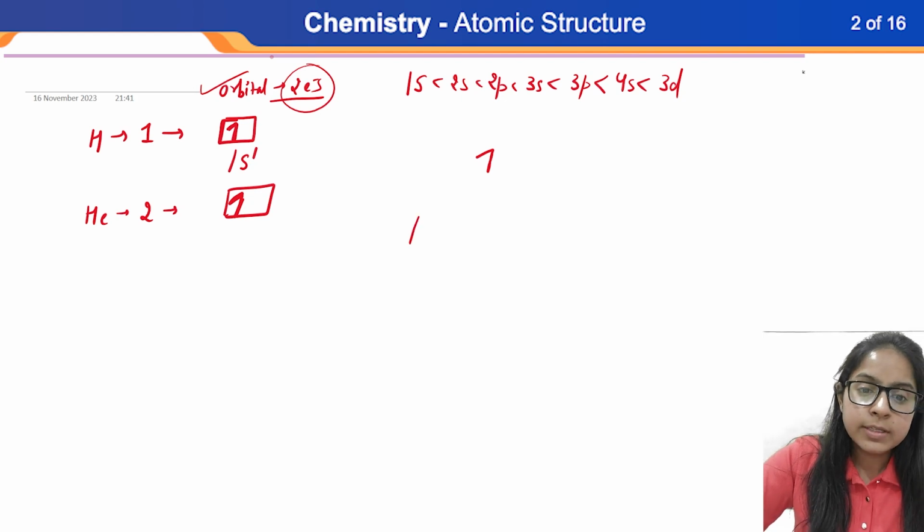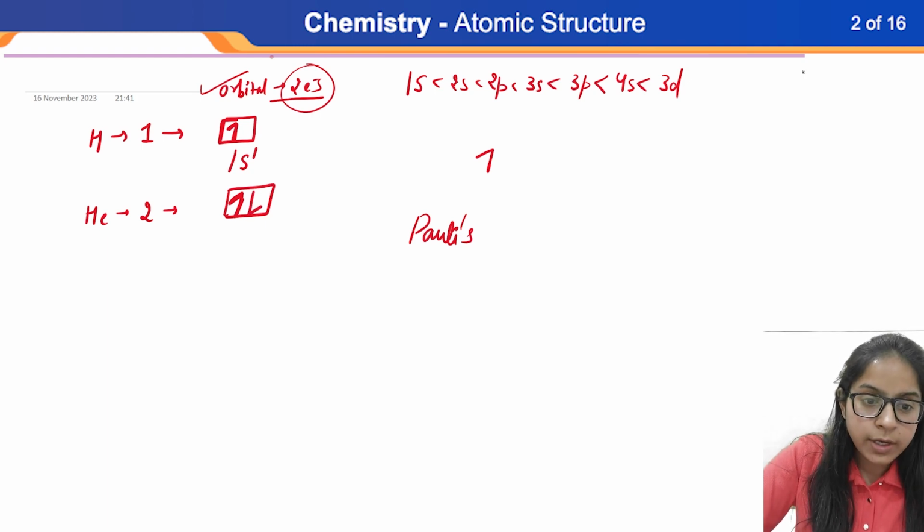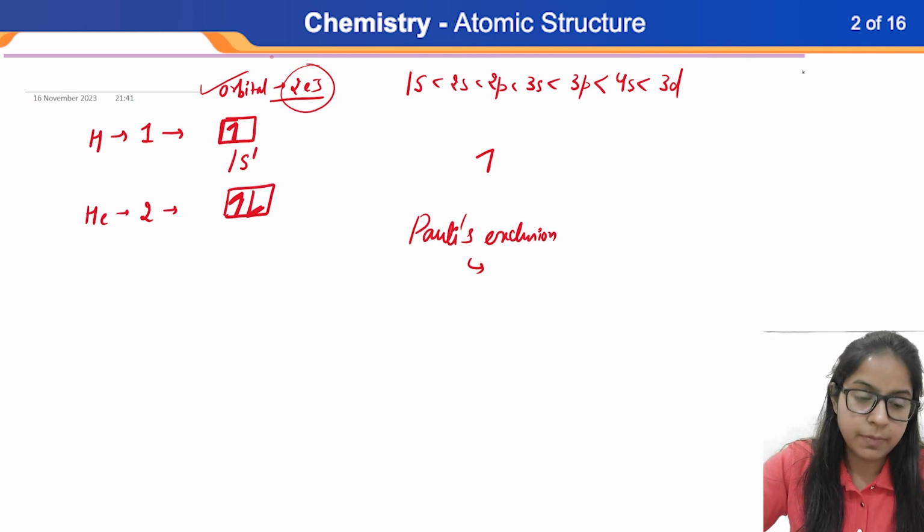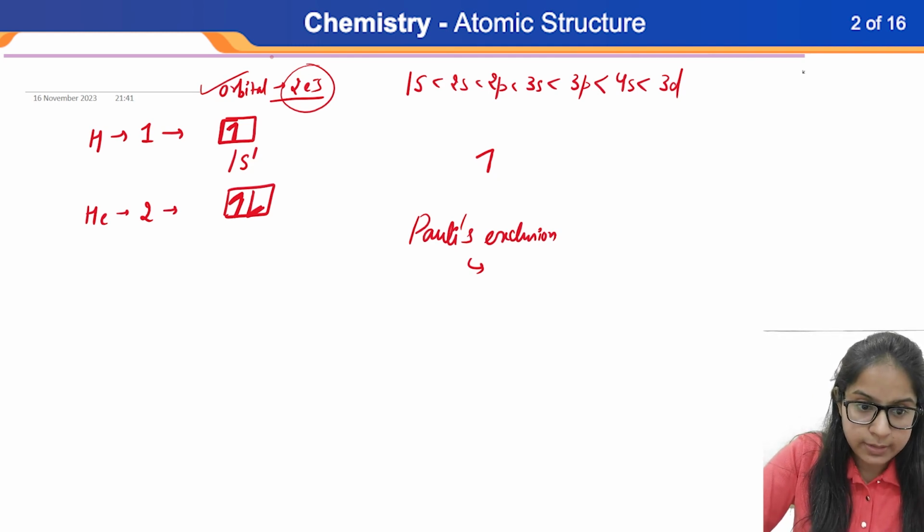Now I'm going to explain Pauli's exclusion principle and how I am going to write this. I am going to put my electrons like this. This is Pauli's exclusion principle: no 2 electrons can have all the quantum numbers the same. These are the 2 electrons. For these 2 electrons, the first quantum number is the principal quantum number, which is 1.